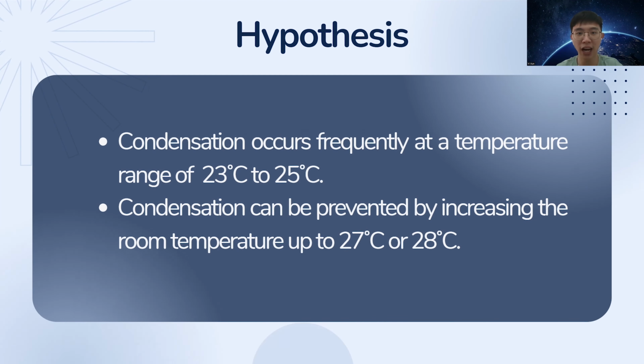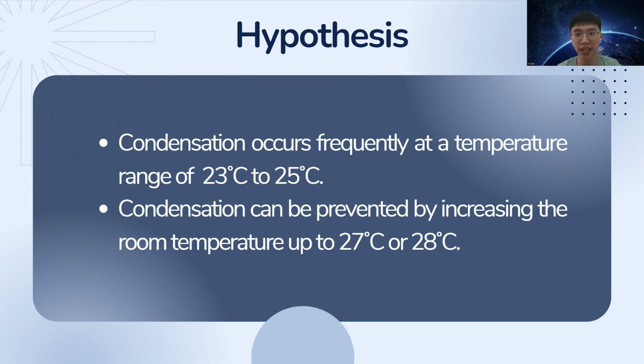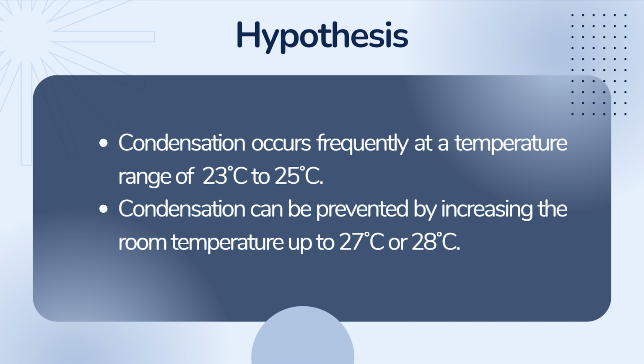We predict that the outcome will be frequent condensation occur at the temperature range of 23 degrees Celsius to 25 degrees Celsius. Condensation can only be prevented by increasing the room temperature up to 27 degrees Celsius or even 28 degrees Celsius.